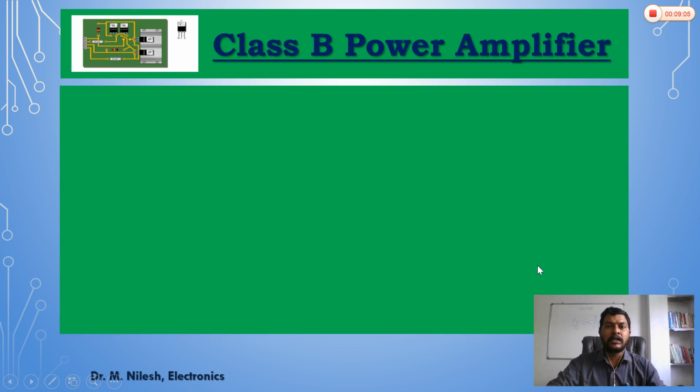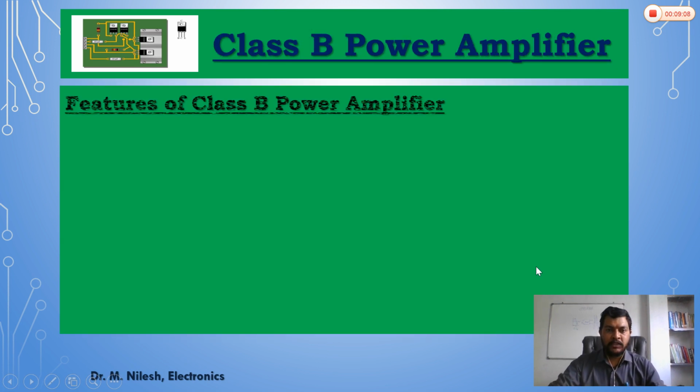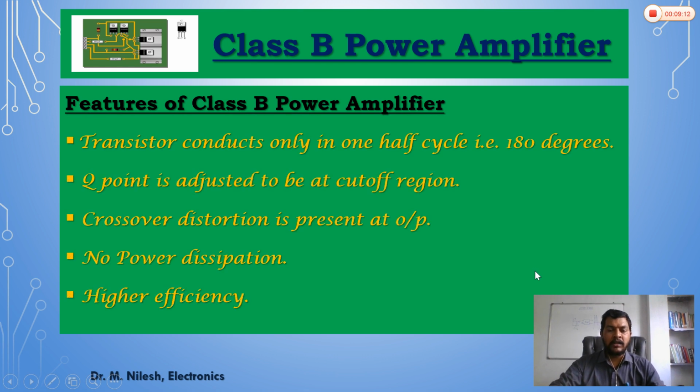Now the second one is the Class B power amplifier. The features of Class B power amplifiers are as follows: the transistor conducts only in one half cycle, that is for only 180 degrees. The Q point is adjusted to be exactly at the cutoff region. Crossover distortion is present at the output, there is low power dissipation, and it has higher efficiency.